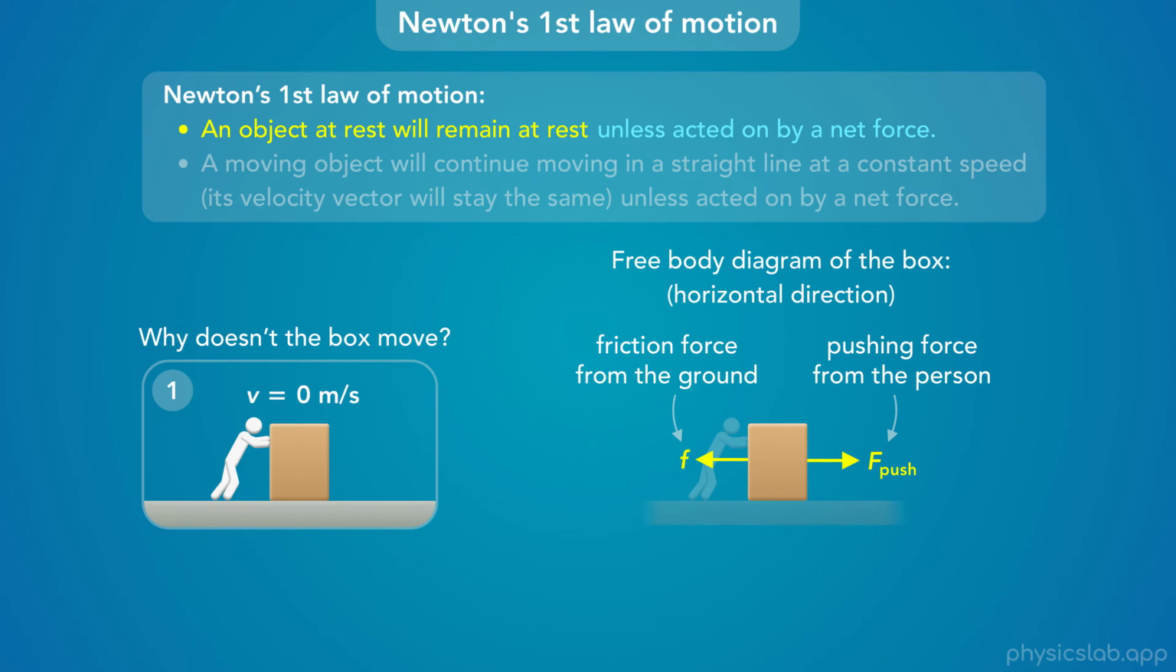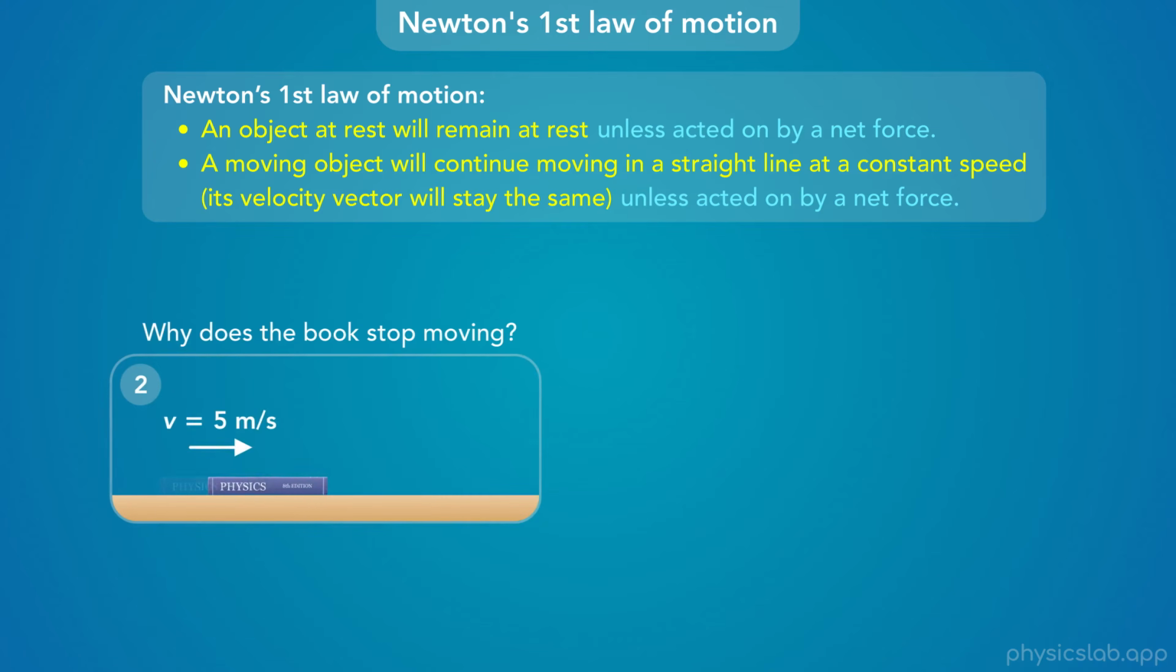And in this case, that force is friction. For example, maybe both forces have a strength of 30 newtons, so the net force is zero and the box remains at rest. If one force was greater, then the box would start to accelerate. But since it remains at rest, we know that the net force on the box must be zero.